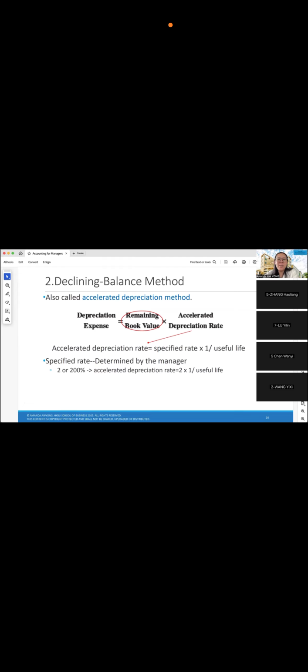Now let us look at the example. Same numbers as before. The truck cost $17,000, 5 years of useful life, $2,000 of residual value. Now, under the declining balance method, we do not deduct the $2,000 residual value when calculating depreciation expense at the start. We simply take the direct book value. So book value when we first purchased the truck would be $17,000. First year of depreciation would be 17K multiplied by 40%.